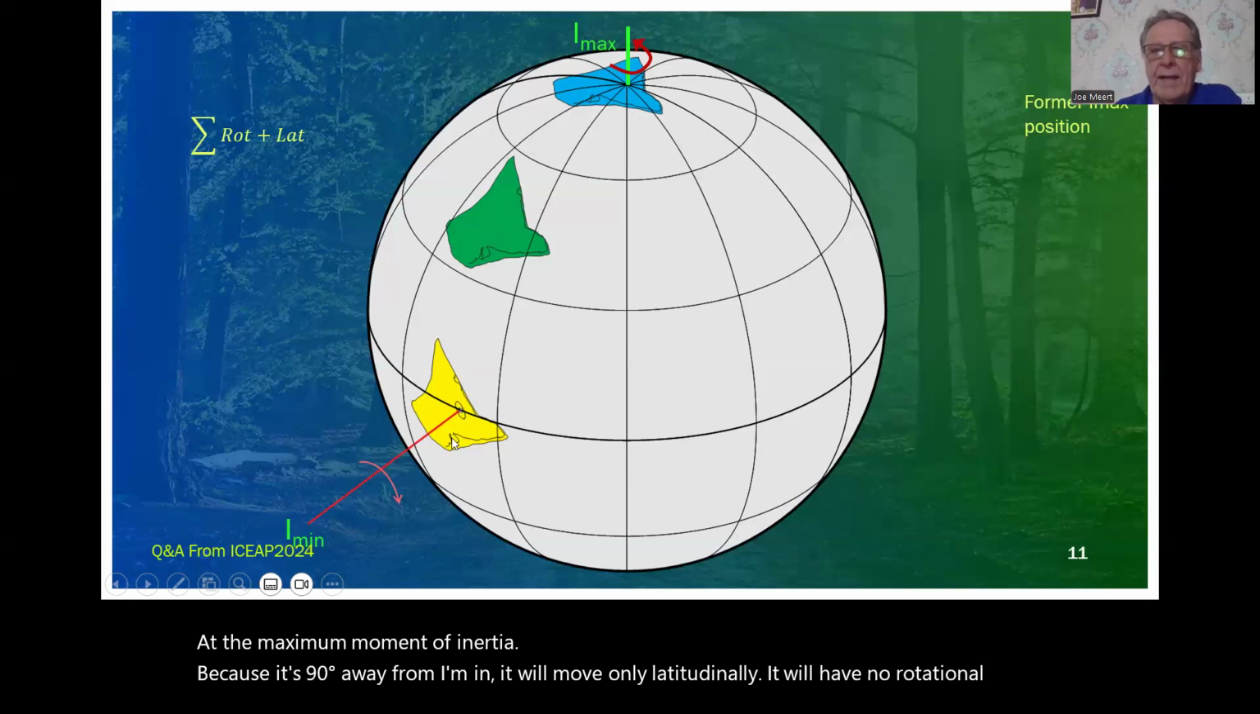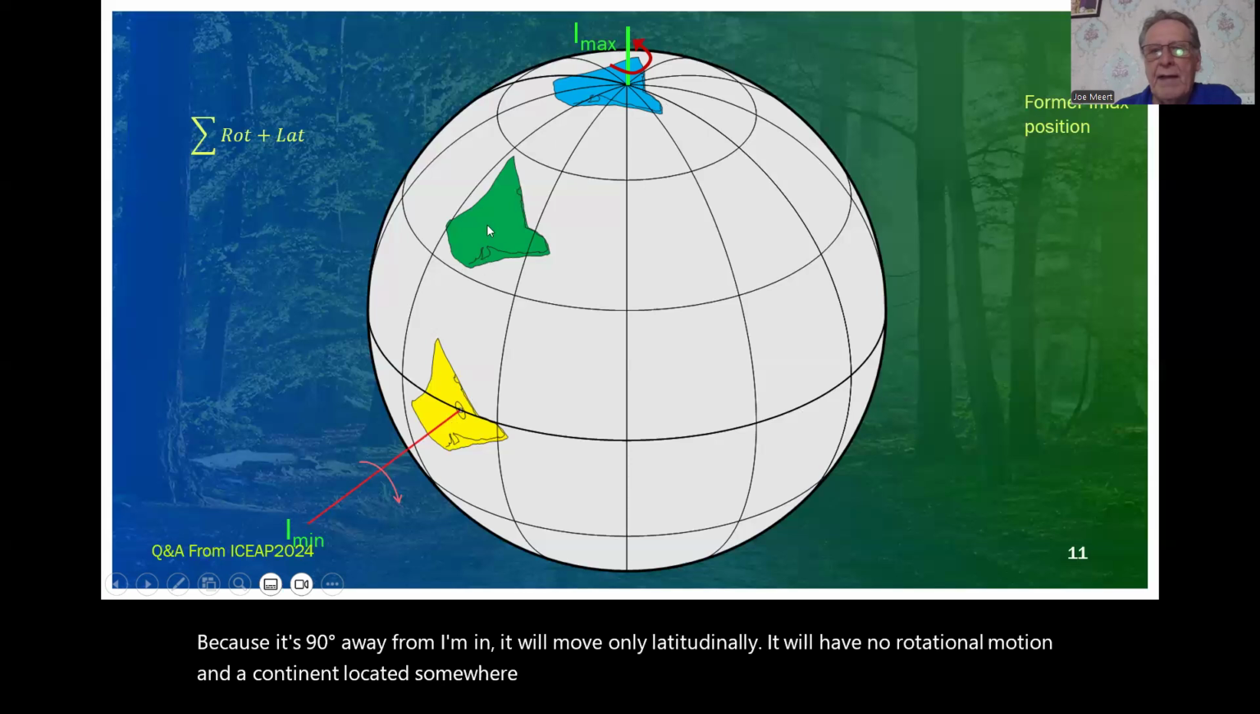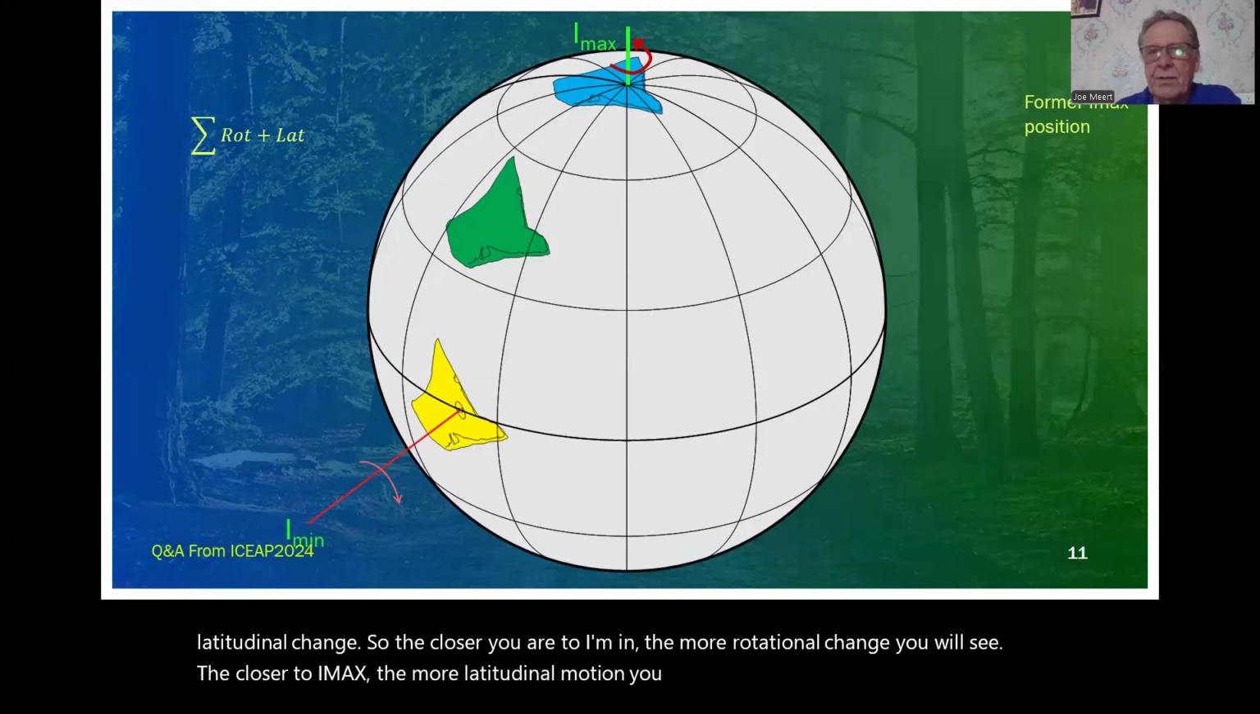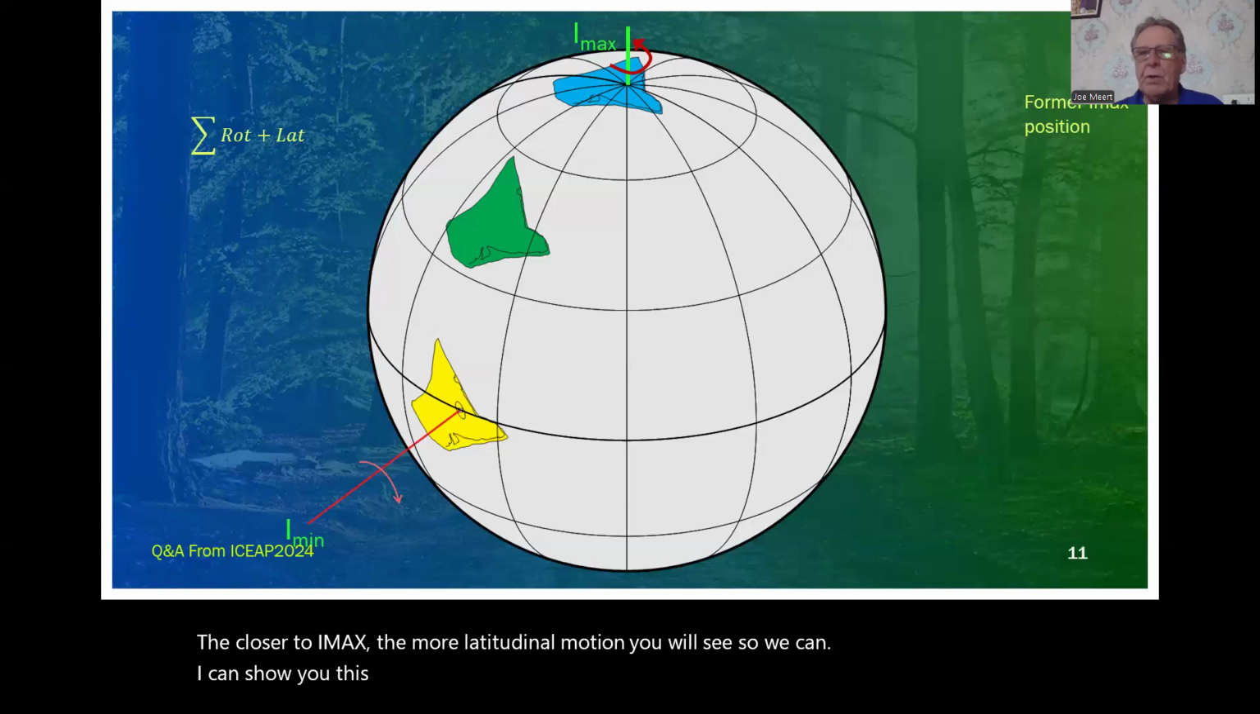And a continent located somewhere in between will have some combination of rotation plus latitudinal change. So the closer you are to I min, the more rotational change you will see. The closer to I max, the more latitudinal motion you will see. So I can show you this. And what happens is we're going to push these continents towards the equator.